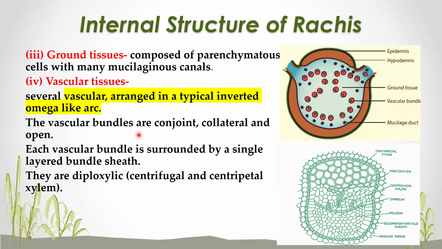So, vascular bundles are conjoint, collateral and open, and each vascular bundle is surrounded by a single bundle sheath. There are diploxylic vascular bundles where centripetal xylem and centrifugal xylem coexist with each other. You can see in the diagram, centripetal and centrifugal xylem are present within the phloem on the inner side, so it forms a conjoint and collateral arrangement with a cambium present between xylem and phloem, called an open vascular bundle.